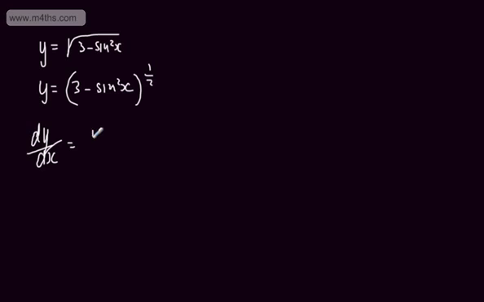So differentiating, we multiply down by the power. We rewrite the inside function. We drop the power by 1, which will give me minus 1/2. And we multiply through by the derivative of the inside function. Now we're differentiating minus sine squared x. That will now give us minus 2 sine x cos x, as we've seen before.